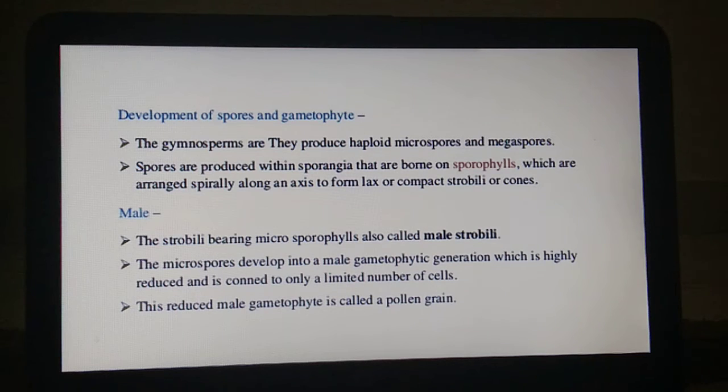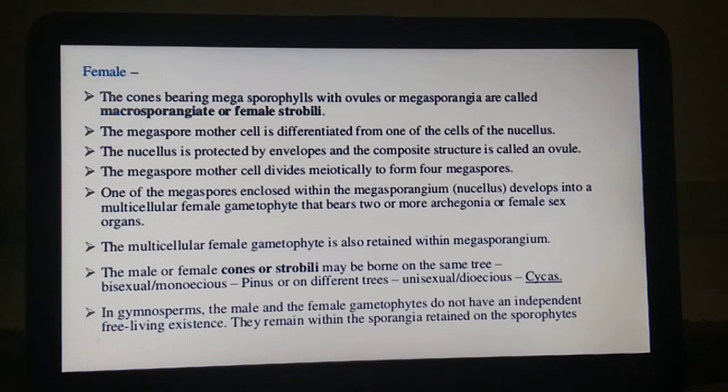Now talking about the male, the strobili bearing microsporophylls are called male strobili. And the microspores develop into the male gametophytic generation, which is highly reduced and confined to only a limited number of cells. This reduced male gametophyte is called a pollen grain. Talking about the female, students, the cones bearing megasporophylls. So microsporophyll was the male, and megasporophyll with ovule or megasporangium are called female strobili.